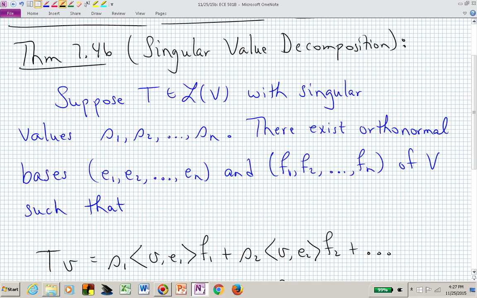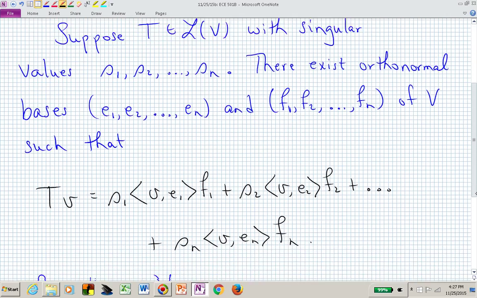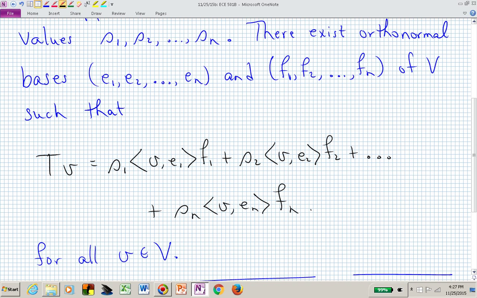The singular value decomposition, just stating that theorem, says that if we're given a linear operator T that has singular values s sub 1, s sub 2, and remember those are positive numbers, through s sub n, there exist orthonormal bases, and now we have two different sets of orthonormal basis vectors on our vector space V, such that for all vectors v in our vector space V, we can rewrite this linear map T on v as equal to this first singular value s1 times the inner product of v with e1.